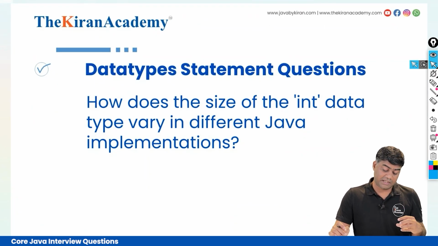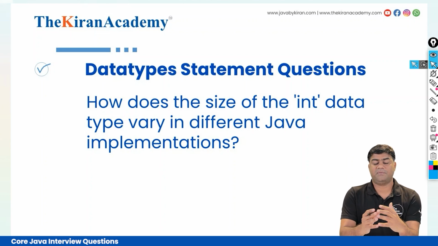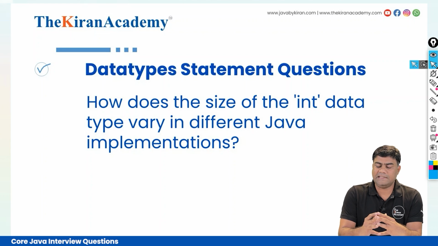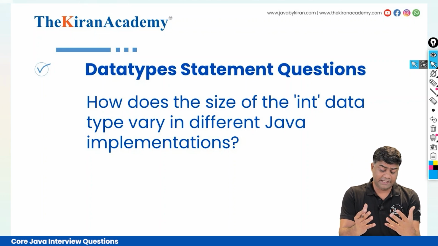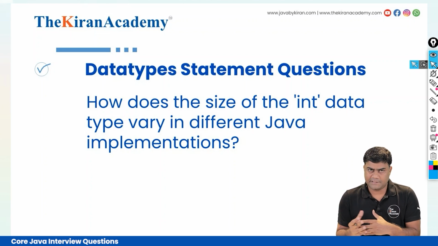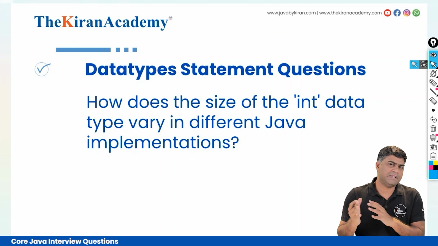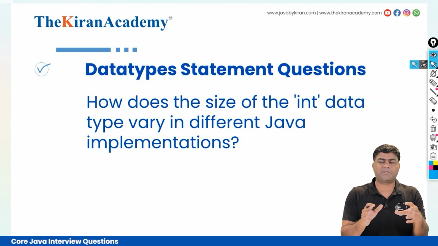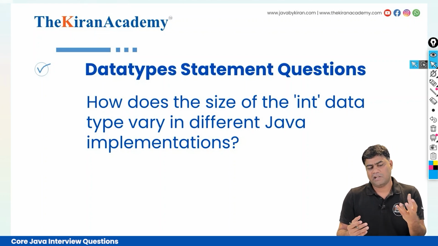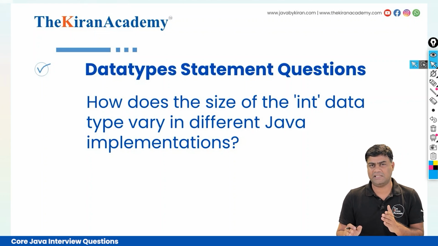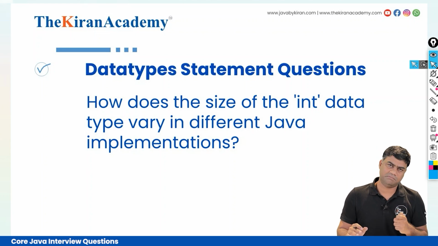How does the size of int data type vary in different Java implementation? First of all, they have made it very clear integer data type is taking 4 bytes, that is 32 bits. So if you go for any operating system, as Java is platform independent, it will remain same, and that makes a consistent behavior. In other languages like embedded system, there will be different sizing for integers for different platforms, but in Java that is not the case. It is consistent. It's 32 bits, 4 bytes. 1 byte is of 8 bits, so 4 into 8 is 32.